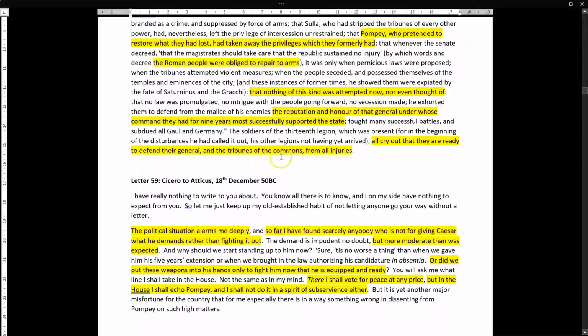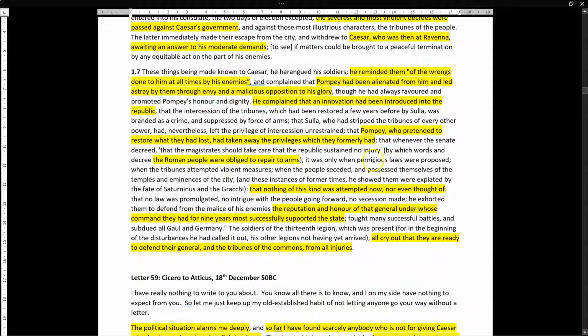You've been fighting for your general for 9 years. He's been paying your pensions. He's paying your wages. He's paying everything. You're going to support your general, let's be honest. And as a result, all cry out that they were ready to defend their general and the tribunes of the commons from all injuries. So remember, like I said, you kind of forget this is Caesar writing here. None of this is Caesar's fault.